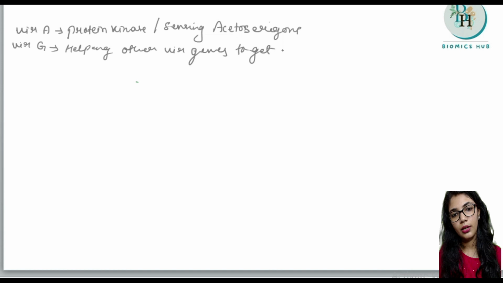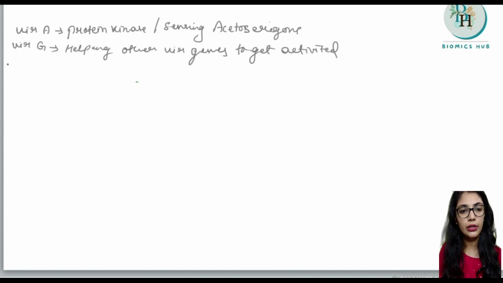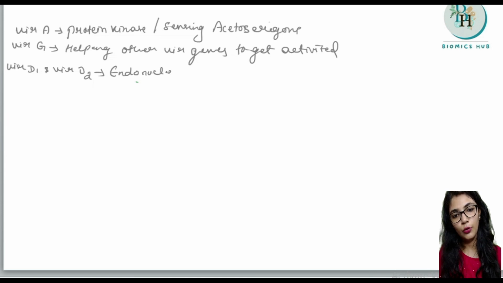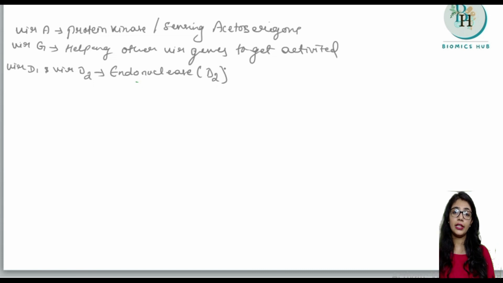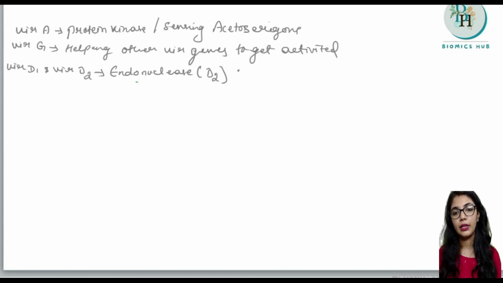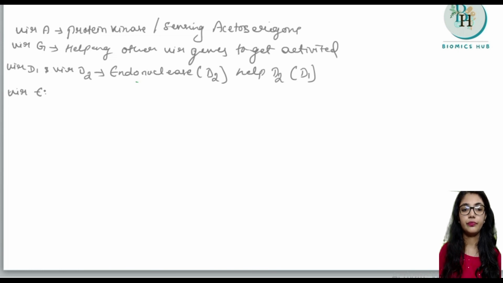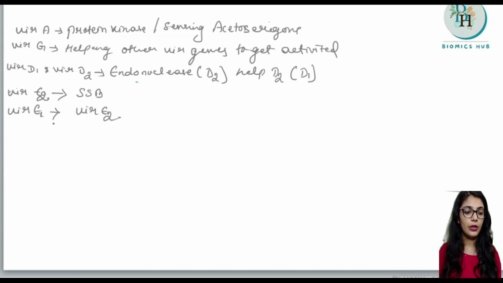The next one was Vir D1 and Vir D2. The function of Vir D2 was endonuclease, that means it is cutting near the right border and it is attached to the right border until it is transported. And the function of Vir D1 is to help D2. Next comes Vir E. Vir E is working as a single stranded binding protein. It is binding to the DNA. Next comes Vir E1. The function of Vir E1 is that it helps Vir E2. The single stranded binding protein is a function of Vir E2.